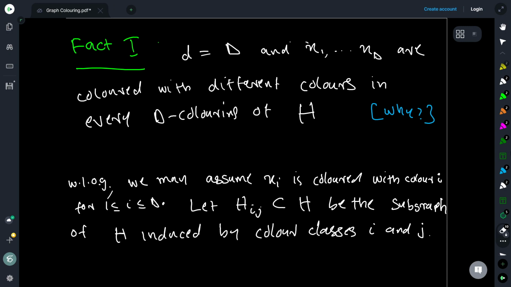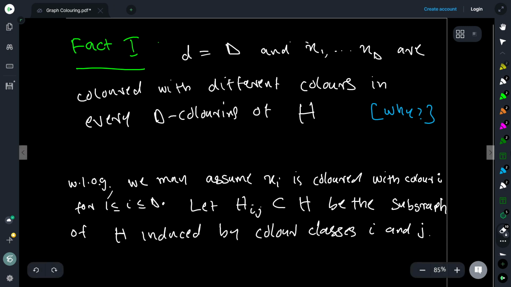So each of them will be colored with one of these delta colors, and because the naming is arbitrary, we can always assume that the vertex xi in the neighborhood of x is colored with the color i. It doesn't matter; we can always rename so that the name matches the color. So we assume without loss of generality that xi in the neighborhood of x is colored with the color i for all i in 1 to delta.